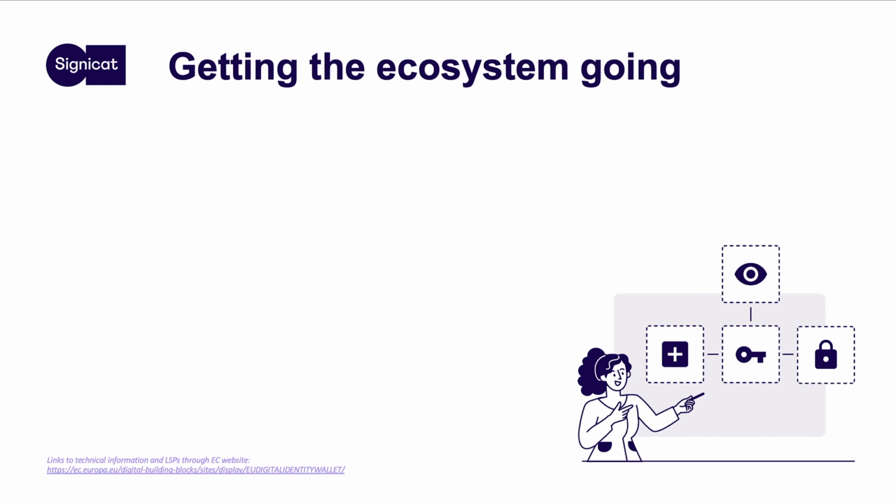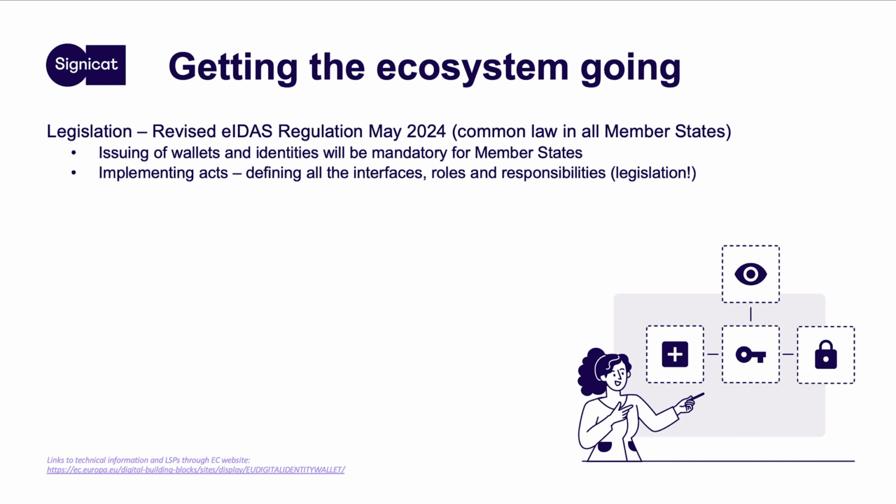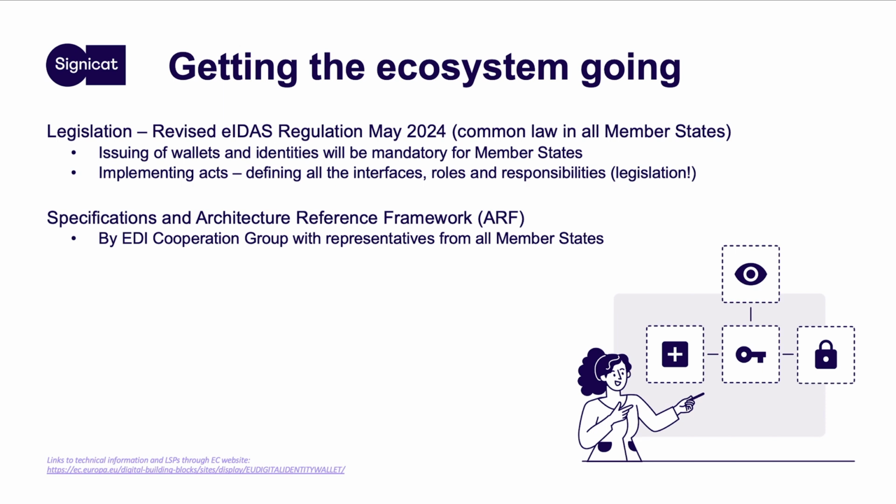Okay, this is a European thing. If they come with this type of legislation, how to get the ecosystem going? Well, first there's a legislation. And right now that's the revised eIDAS regulation saying you must issue a wallet and identity. And then it comes with, could be up to 45 or more implementing acts, which is lower level legislation, but still legislation, defining all the specifics to that. Then there's specifications and the architecture reference framework, which is a guidance to the technical implementation, but it's not the law, although a lot of member states will point to it and say you must follow it.